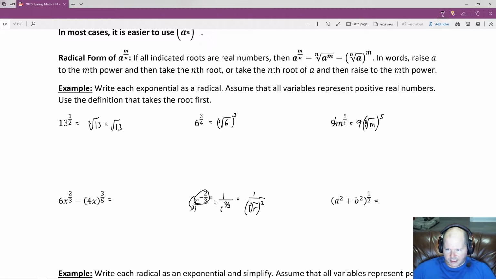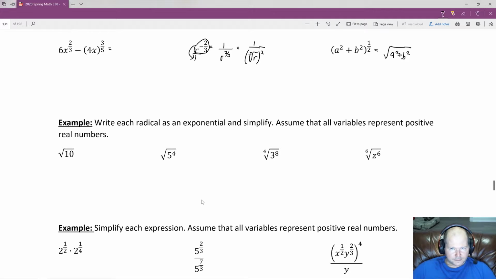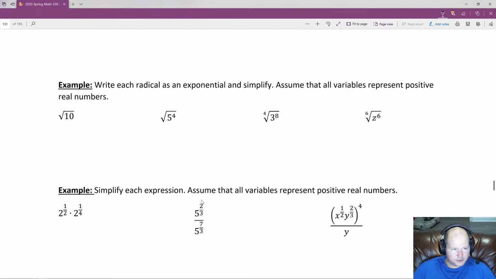Over here, this looks complicated, but it's not that much. So you'd simply convert the whole thing to a square root of a squared plus b squared, like that. We have a couple more examples.